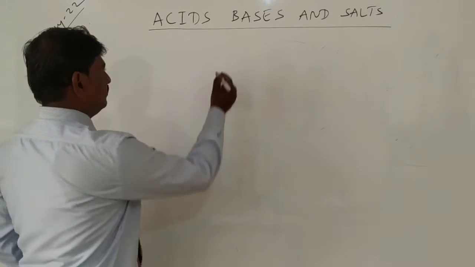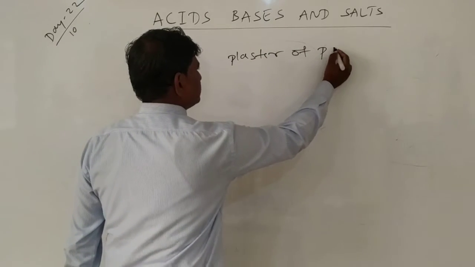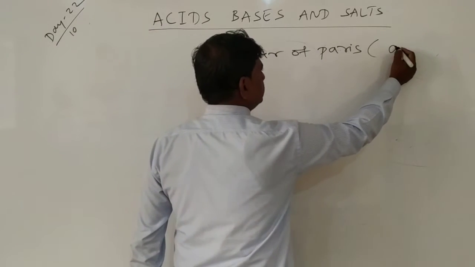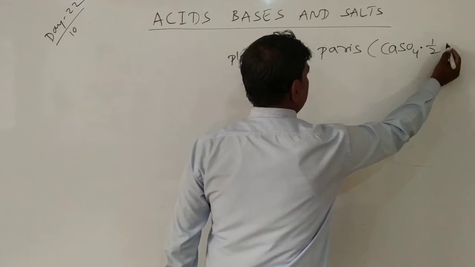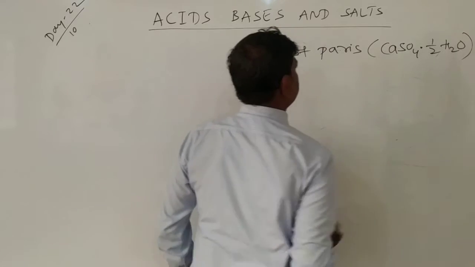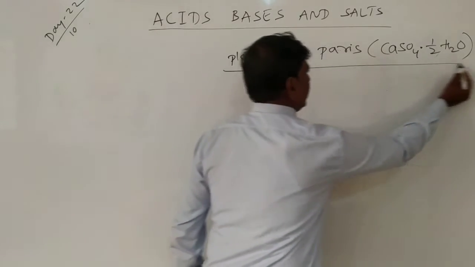Okay, here, Plaster of Paris, CaSO4·½H2O, calcium sulfate hemihydrate. So that is called Plaster of Paris.